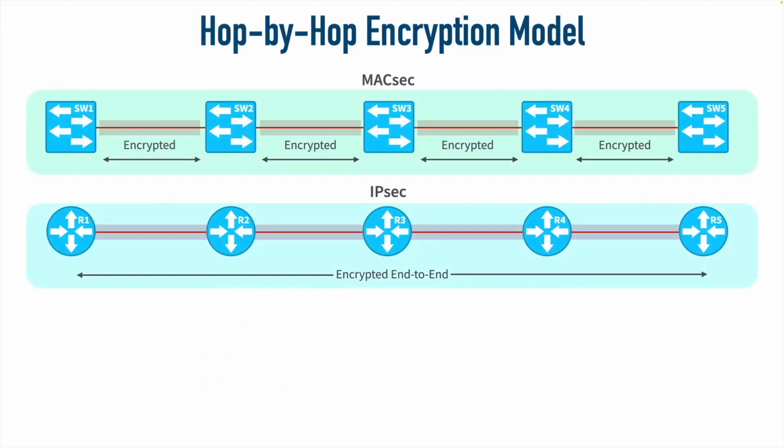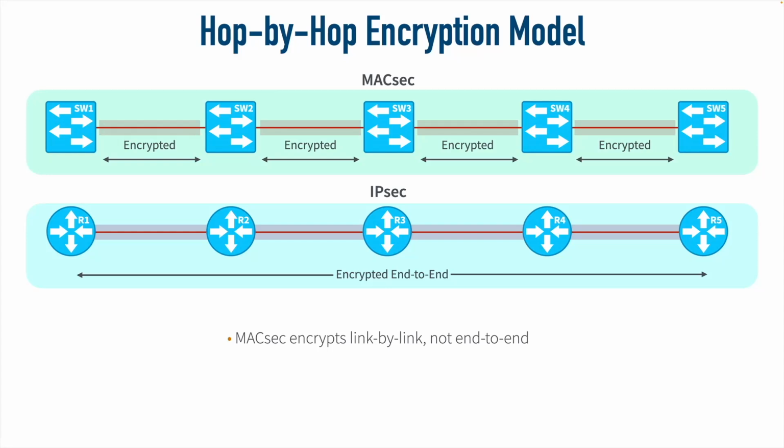As we see in that top diagram on screen, MACsec is going to do encryption link by link between one switch and another switch. It doesn't do it end-to-end. That's as compared to IPsec, which does give us end-to-end encryption. So in the case of IPsec, if routers R1 and R5 are configured for IPsec, the routers in the middle, they don't need to be.